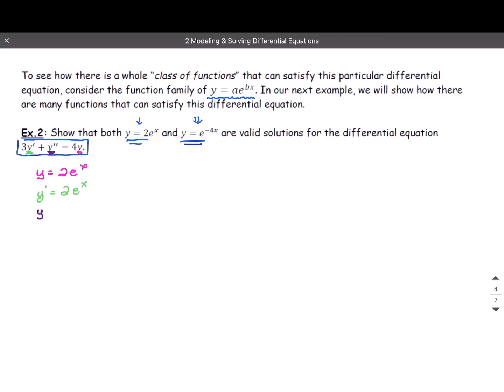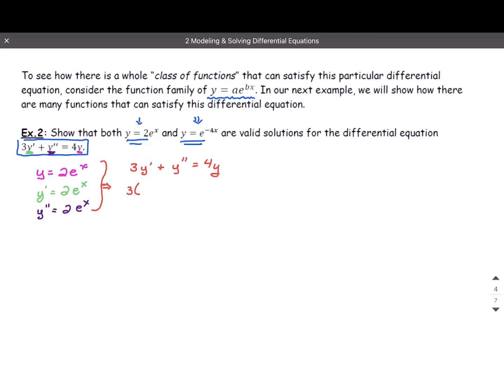Now I need the second derivative. We keep the 2, and the derivative of e to the x is still e to the x. So notice the function, the first and the second derivative are all the same. Now we're going to take this differential equation, 3y prime plus y double prime equals 4y, and we're going to substitute in what we know.